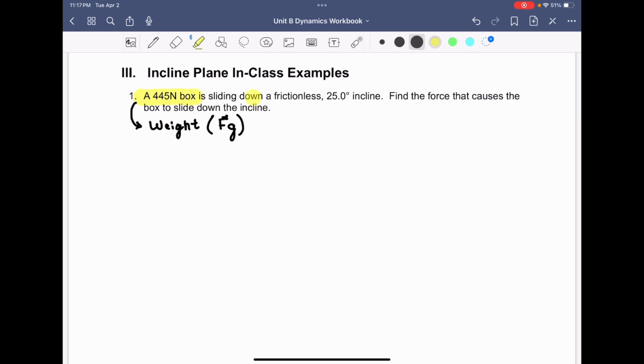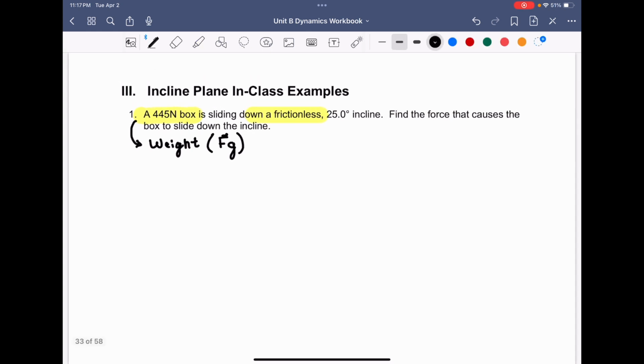The other piece they mention here is this: down a frictionless incline. Right away, as soon as you hear those key terminologies, or you read those key terminology pieces, you want to say your Ff is equal to 0 newtons. Really, really important. This means that there's no resistive force that's preventing the object from going down the incline. You now just have some sort of Fg component that is bringing this down the incline.